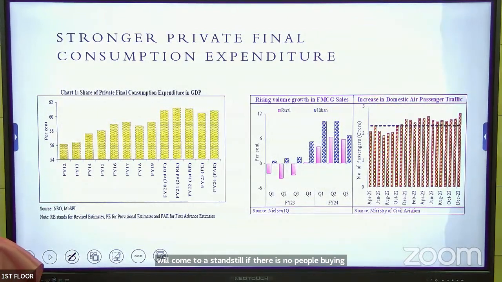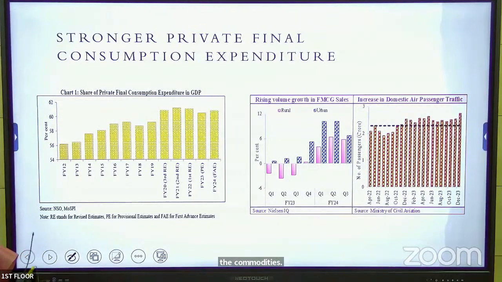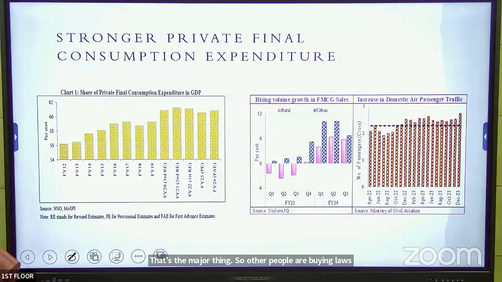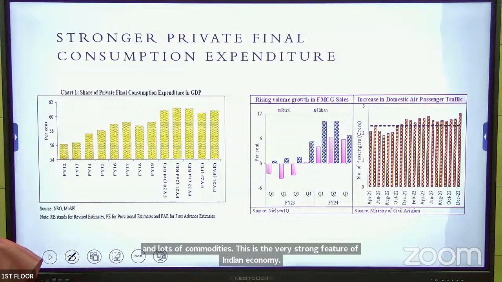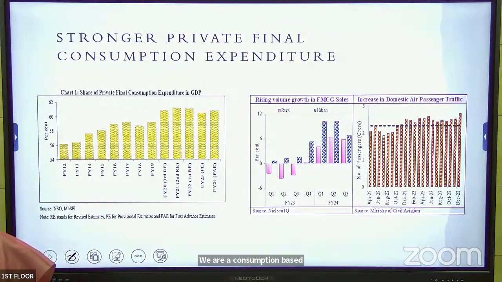That's the major thing. So our people are buying lots and lots of commodities. This is the very strong feature of the Indian economy. We are a consumption based economy. Though we want to become an investment based economy, so far we are a consumption based economy. So the evidence is all coming here.